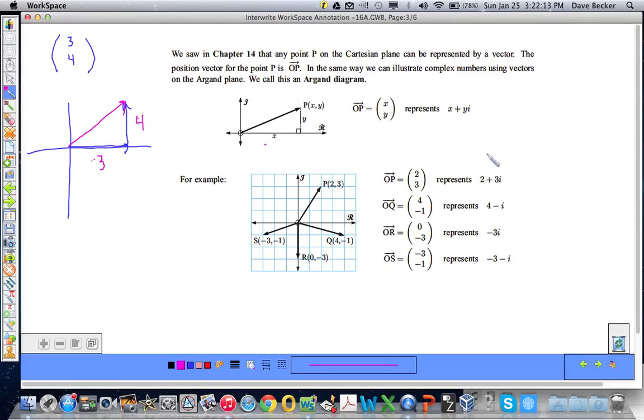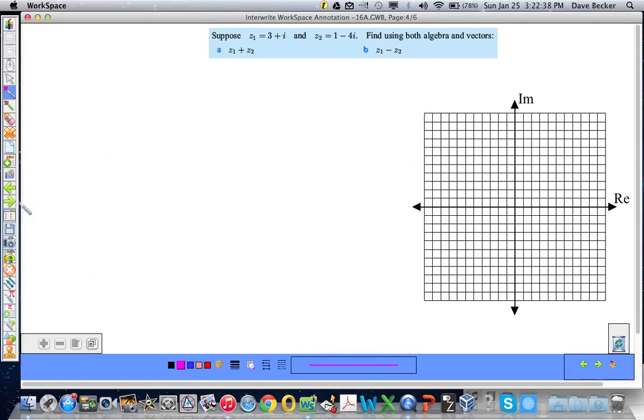Okay, so the same is true with complex numbers. The complex number 2 plus 3i: over 2 on the real axis, up 3 on the imaginary axis. There's our vector. Now -3, -1: to the left and down, and there is our vector for the complex number -3 minus i. Very simple, very easy. You should have zero trouble with this.